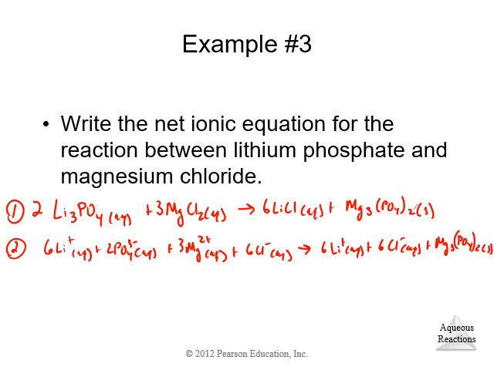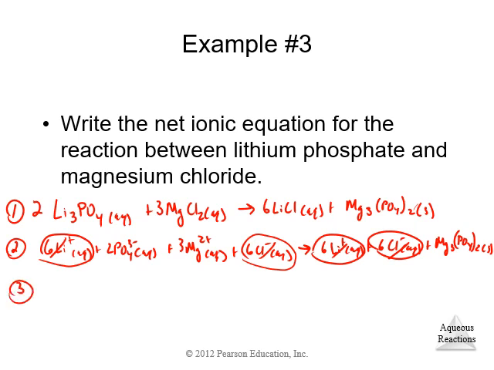So identifying my spectator ions, I have 6 lithium ions and I have 6 chloride ions found on each side of the reaction. So those would cancel, leaving me with the 2 PO4 3 minuses and the 3 Mg2 pluses. So that would be my net ionic equation, 2 PO4 3 minus plus 3 Mg2 plus. Again, the order does not matter, and we would form Mg3(PO4)2 as a solid.